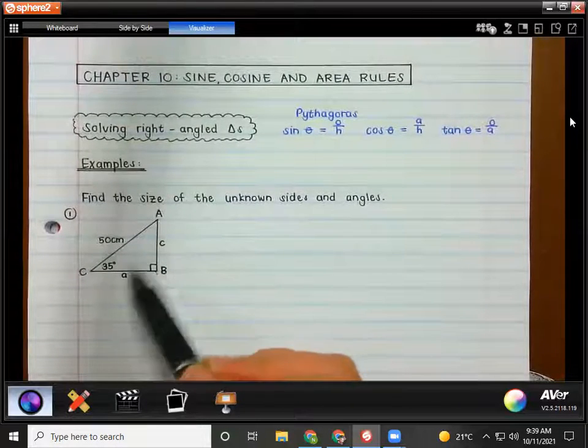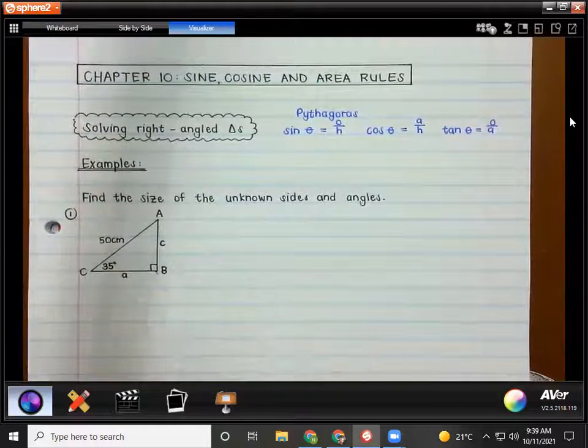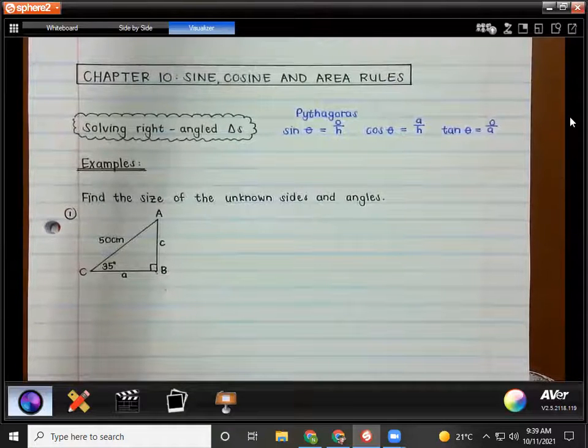We're just going to do some examples, guys, so that you can remember what we did last year. That over there is a lowercase c, and that's a lowercase a. So we're going to have to find those lengths. They're just saying that we need to find the unknown sides and angles.